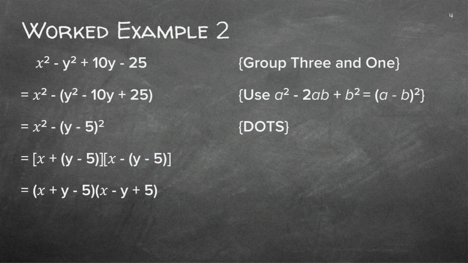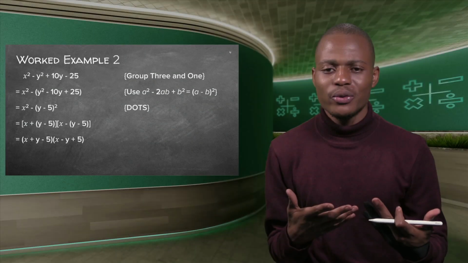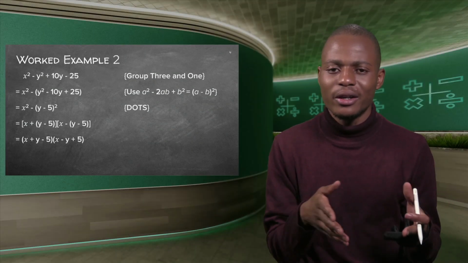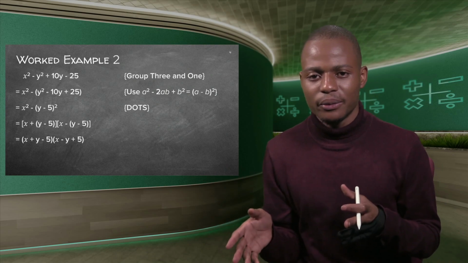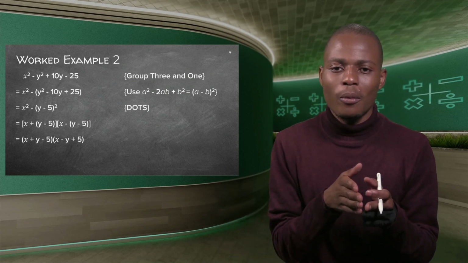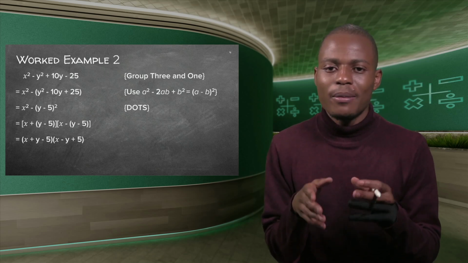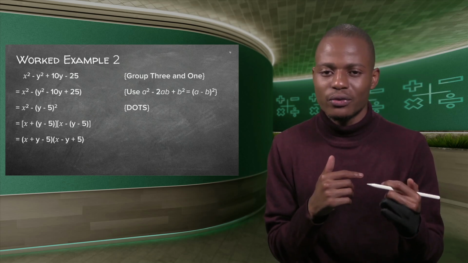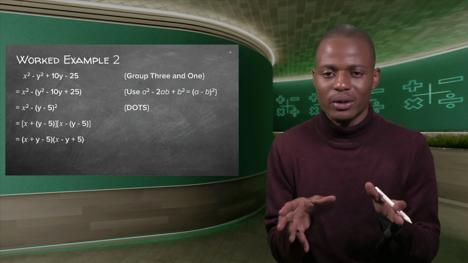Now let's do our second example. So you have x squared minus y squared plus 10y minus 25. So we group also here 3 and 1. Now, someone will ask, how do I choose whether I'm grouping the first 3 or the last 3? You need to look at common values most of the time, making sure that whenever you factorize those values, they will give you perfect values, all right?